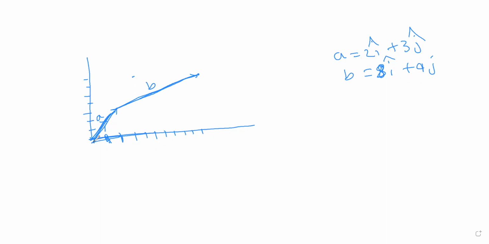So what is the resultant vector? The resultant vector will be C. How do we reach C? We have to go 10 divisions there and 7. So how do we get C? C equal to 8 plus 2, 10i plus 3 plus 4, 7j hat. That's how we do our vector addition.